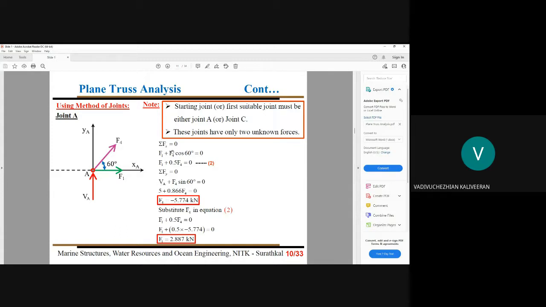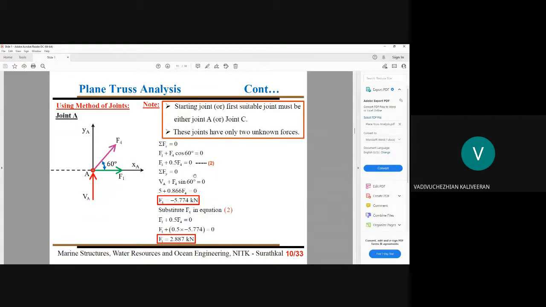So now we use force equilibrium along the x direction equal to 0. So now F1 plus F4 cos 60 equal to 0. See, we are projecting this F4 along this axis and we get the component F4 cos 60. So in this horizontal direction, we have F1 and we also have F4. Please note. So now we have F1 plus 0.5 F4 equal to 0. You have to note this. This is a very, very important thing.